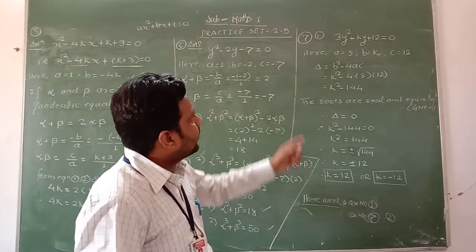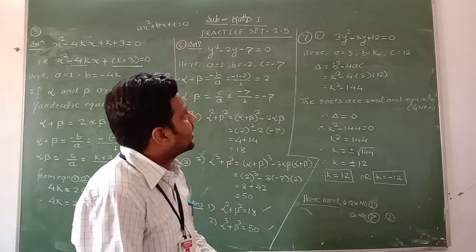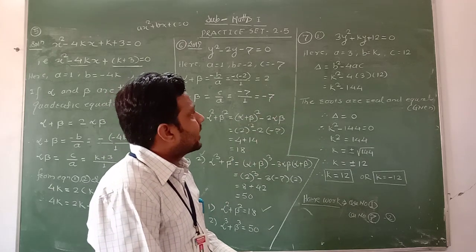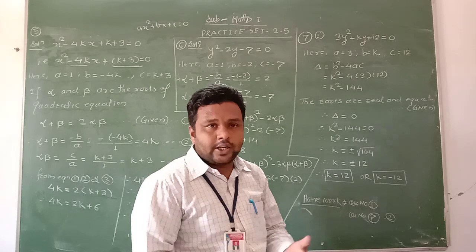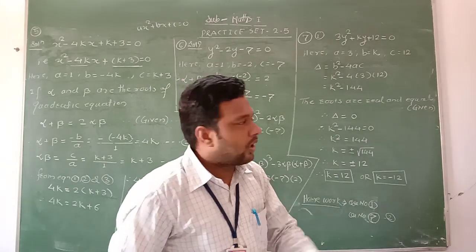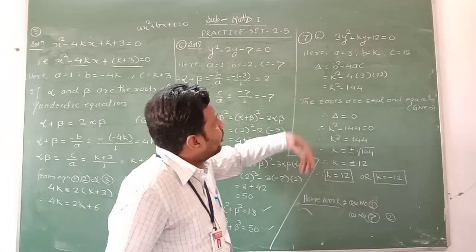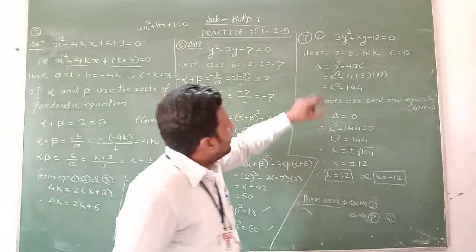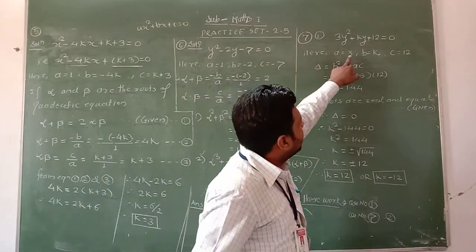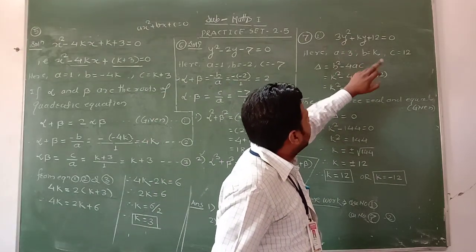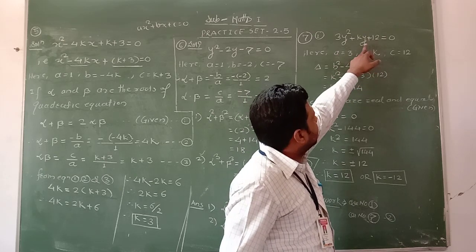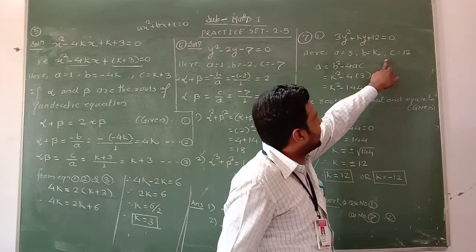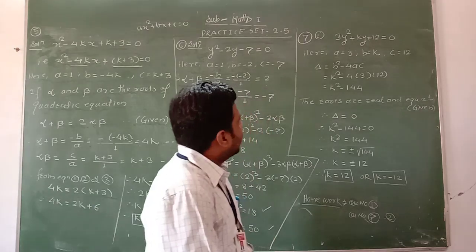Now for this, first we write down this equation: 3y square plus ky plus 12 is equal to 0. It is already given in the standard form, and we know how to compare, and we have to find out the values of a, b and c. From that, here we get the value of a is equal to 3, the coefficient of y square. The value of b is equal to k, that is the coefficient of y, and c is equal to 12.